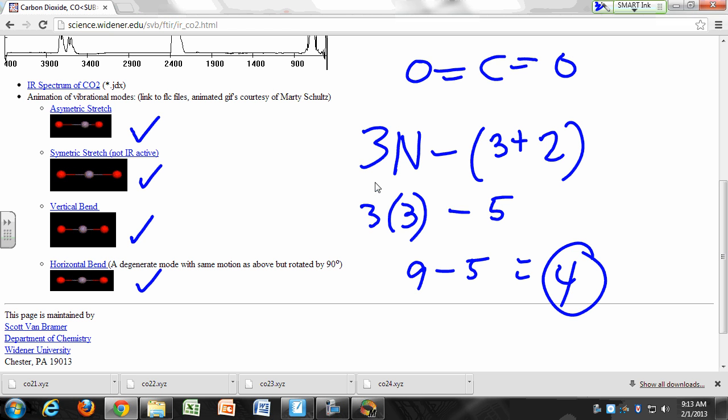All the vibrational motion of a carbon dioxide molecule can be thought of as a linear combination of these 4. So you can call this the basis. Those are called the normal modes. So you have asymmetric stretch, symmetric stretch, vertical bend, and horizontal bend. Okay. So those are the animations for the vibrational motions of your carbon dioxide.